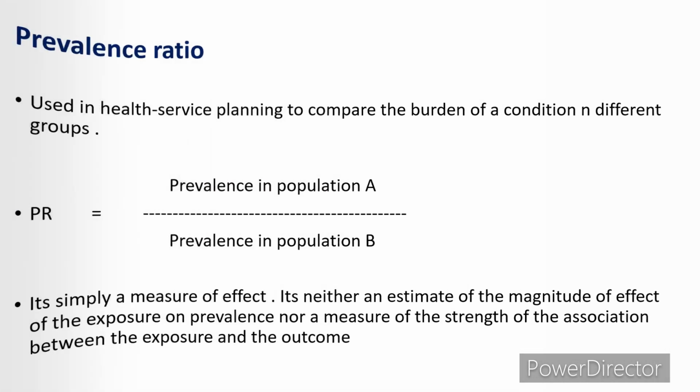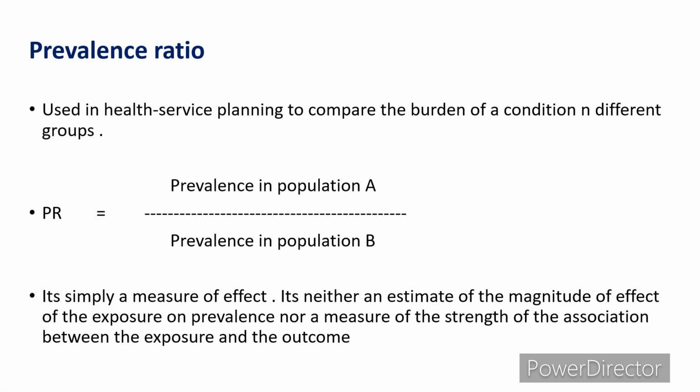And now coming to the fourth concept, that is prevalence ratio. It is used in health service planning to compare the burden of a condition in different groups. In simple words, prevalence ratio is nothing but prevalence in population A over prevalence in population B. Here the prevalence means the prevalence of the outcome of interest or the prevalence of any particular disease. It is simply a measure of effect, the prevalence ratio.